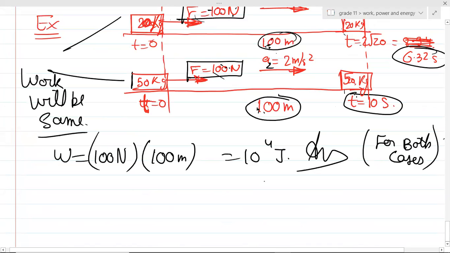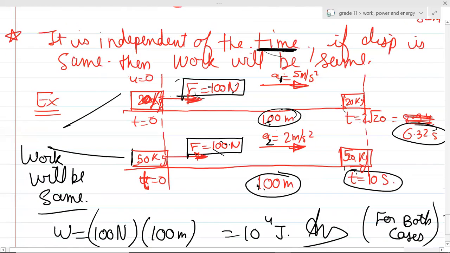Sir, but in the above statement, sometimes the force will be different, right? Yeah, sometimes the force will be different, but it won't be the same force, no? Whenever we talk about work, whenever we define work, we define it for a force, right?